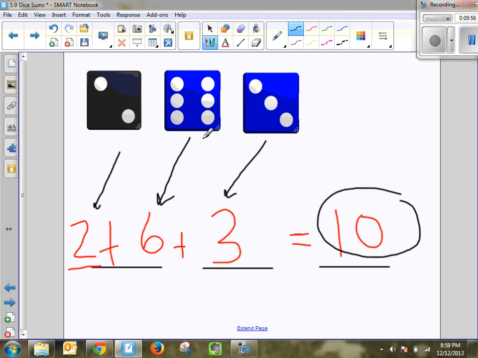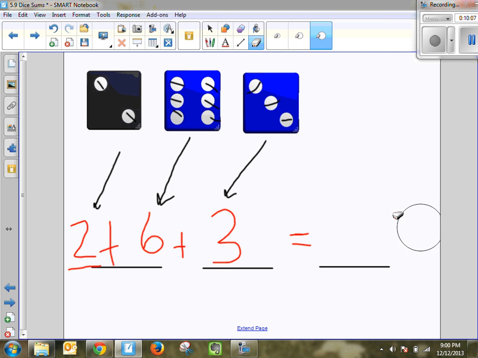Now the 10 has to be what all of these together equal. So let's count all these dots. There's 1, 2, 3, 4, 5, 6, 7, 8, 9, 10, and 11. So my correct answer instead of 10 should have been the number 11.